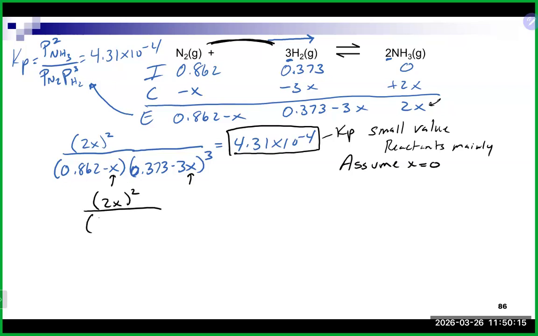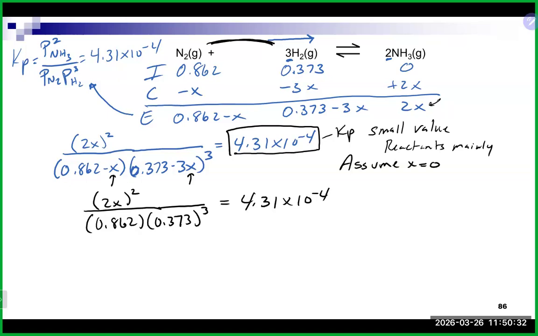So what that's going to do then is basically reduce our equation here down to 2x squared over 0.862 divided by 0.373. Still got a cube on the bottom. And that's going to equal 4.31 times 10 to the minus 4. I think I would much rather solve that one than the previous one above on top there.